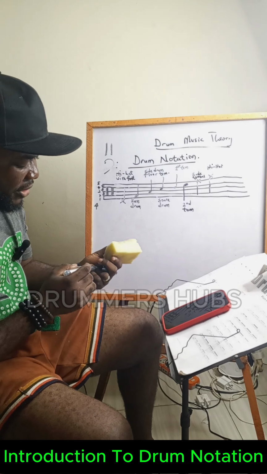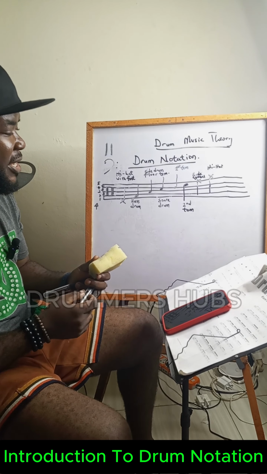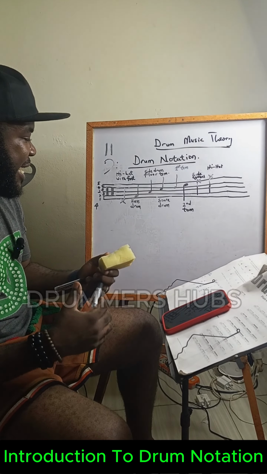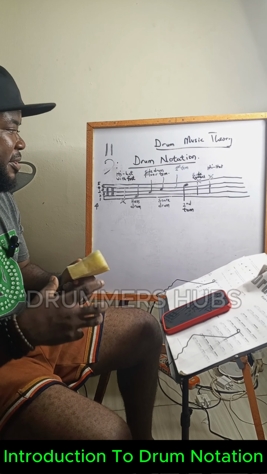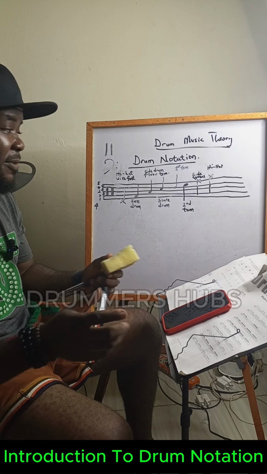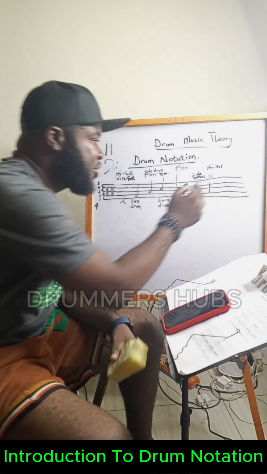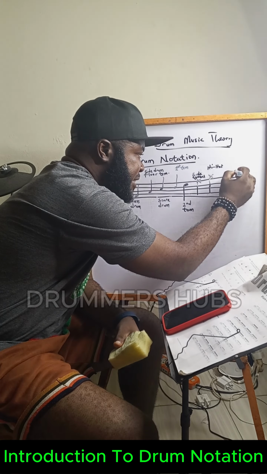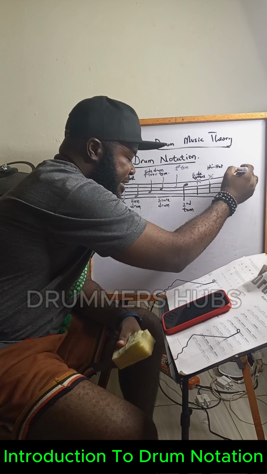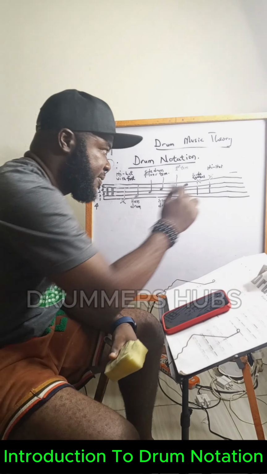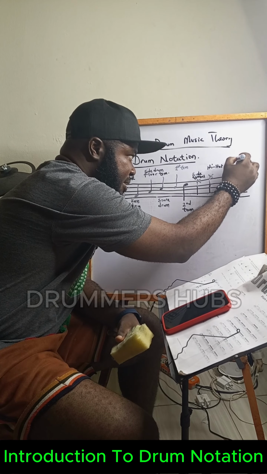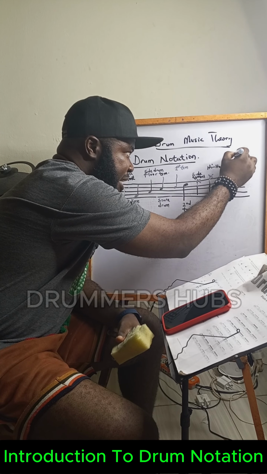Then we have the crash. In music, there are what we refer to as ledger lines. Ledger lines are the lines outside of the normal lines of the staff, the 5 lines and the 4 spaces. So the crash is going to be resting on the first ledger line after the fifth line. This is the crash cymbal.